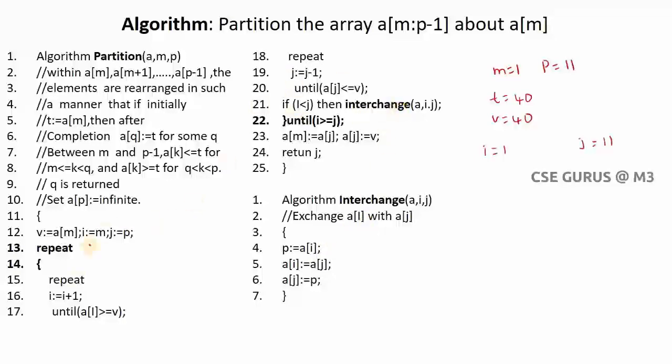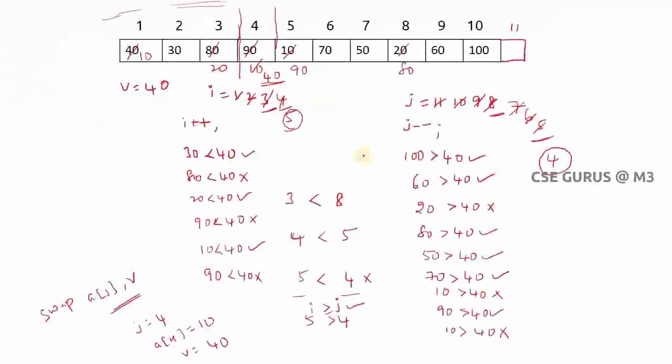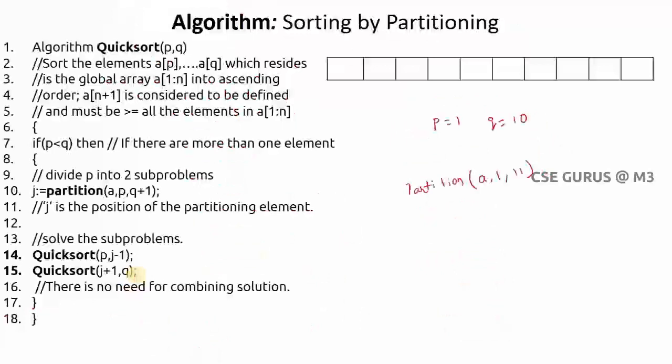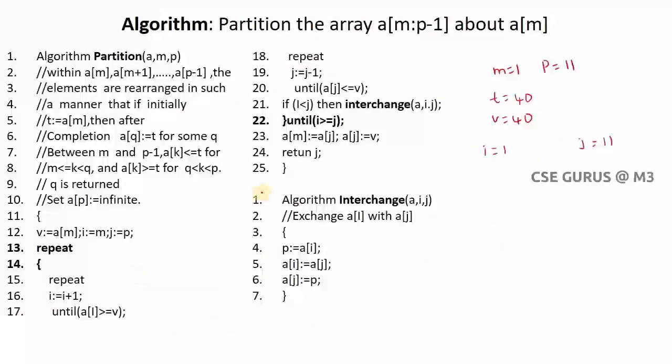Okay. So this repeat has to be repeated until what? Until i is greater than or equal to j. So in our example, we repeated: 3 is less than 8, again we repeated: 4 is less than 5, again we repeated. But when 5 is less than 4, this is false. What have we done? We stopped swapping a of i and a of j. If it is greater, we swapped a of j with v. So that's what we can see here in our algorithm, until i is greater than or equal to j.